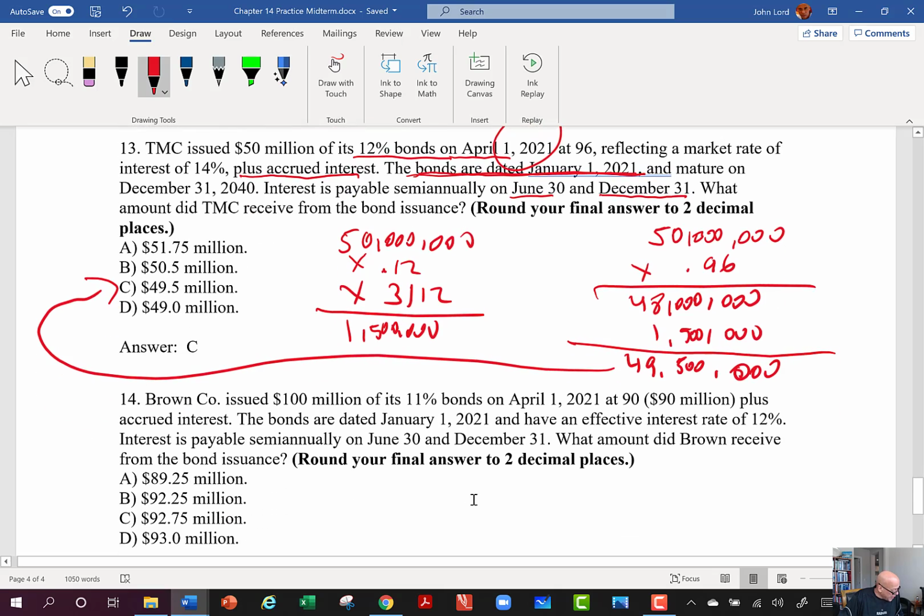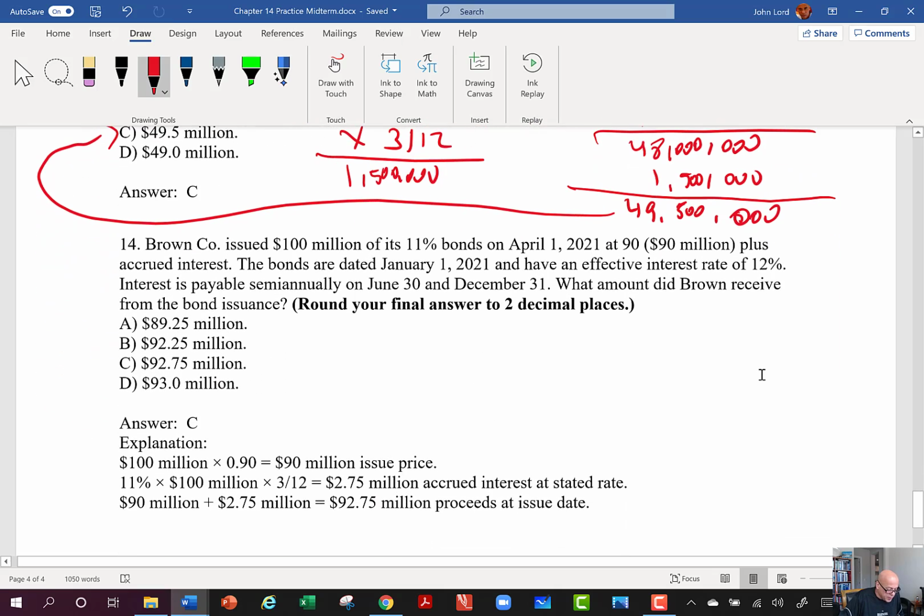Let's take a look at number 14 now. And with 14, guys, I'm going to let you do this on your own, so you feel confident with going through and looking at a question like this. Pause it and do it on your own. Welcome back. Okay, now we're going to go ahead and do it together.